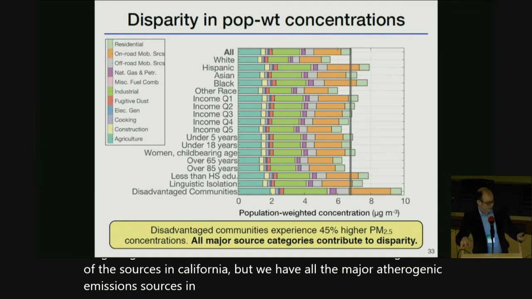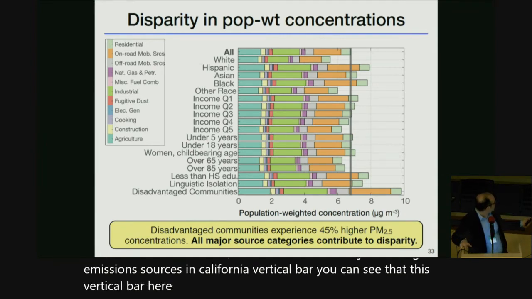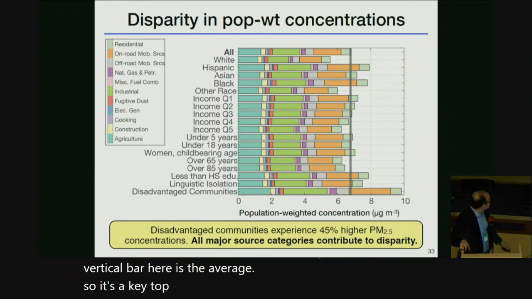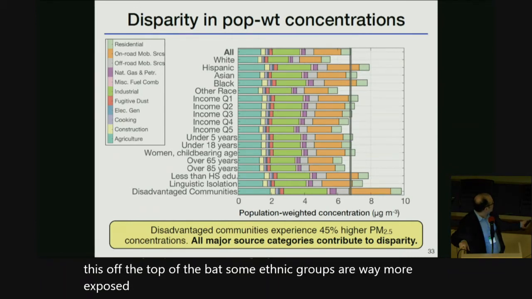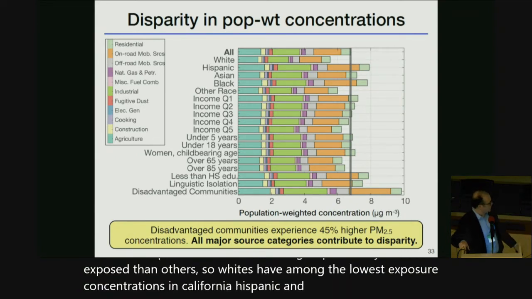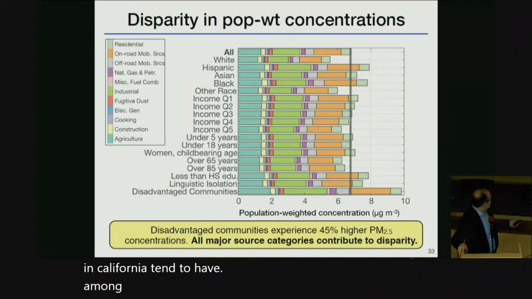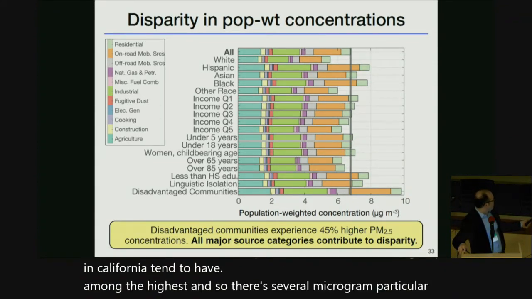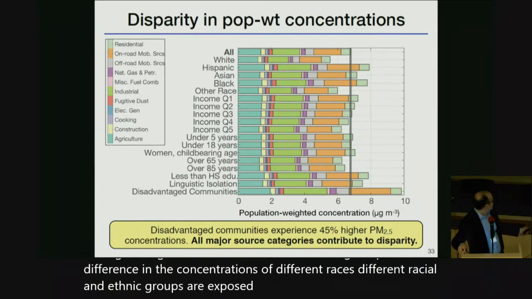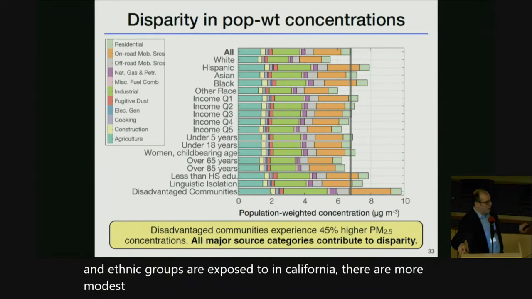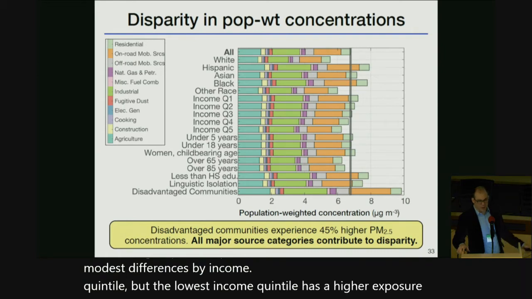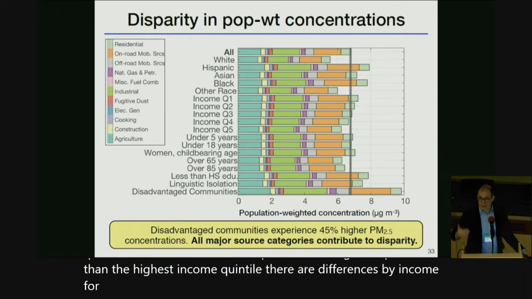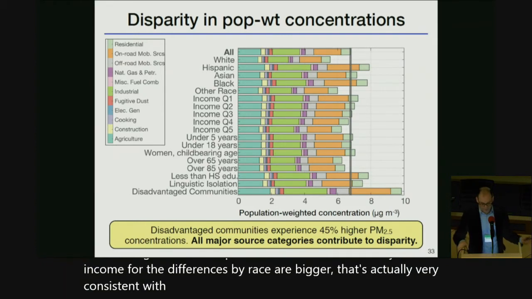You can see that this vertical bar here is the average, and so it's keyed off of the all category. Just off the top of the bat, some ethnic groups are way more exposed than others. Whites have among the lowest exposure concentrations in California. Hispanic and African American groups in California tend to have among the highest. And so there's a several microgram per cubic meter difference in the concentrations that different racial and ethnic groups are exposed to in California. There are more modest differences by income quintile, but the lowest income quintile has a higher exposure than the highest income quintile. There are differences by income, but the differences by race are bigger. That's actually very consistent with the other environmental justice literature as well.